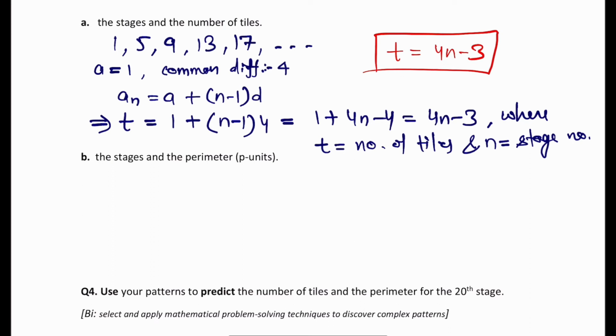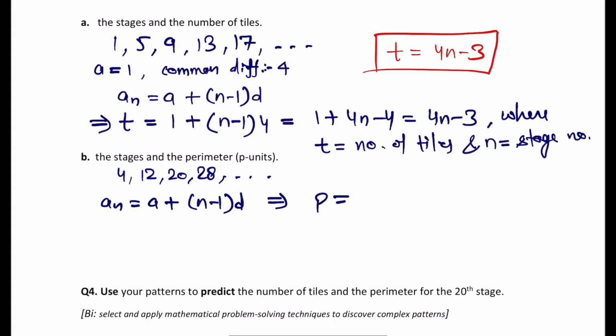Now let's do it for the perimeter. Again, for the perimeter, if I have to write down the sequence, I can write down the sequence also initially. So 4 plus 8, it's going to be 12. 12 plus 8 is 20, then 28 and so on. So in the same manner, you can write down the nth term, an equals a plus n minus 1 into d. Now you can replace all the variables with the original variables. An is going to represent our perimeter, so P equals a, the first term, that means 4, plus n minus 1. d is 8 over here.